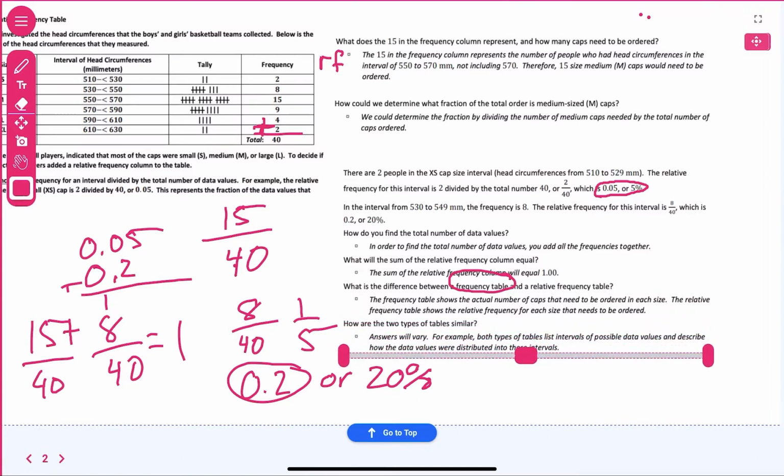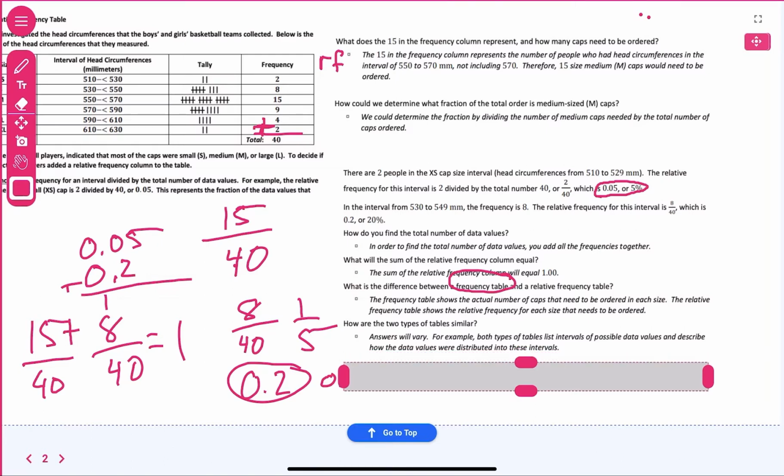So how are the two types of tables similar? Well, for example, both types of tables list intervals of possible data values and describe how the data values were distributed into these intervals. Remember, these are the intervals over here. Okay.